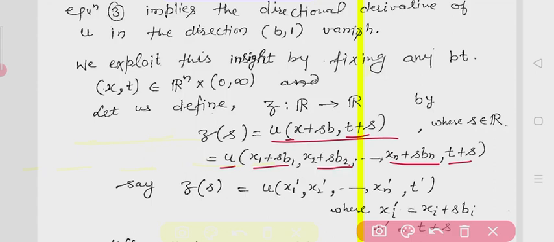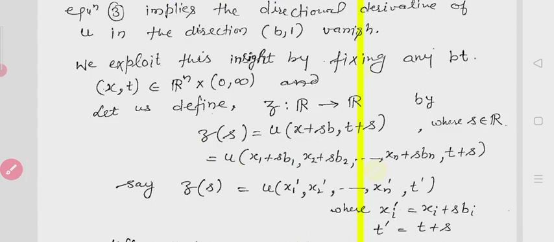If we rewrite it, zs will be u. If we rename these as x1 dash, x2 dash, and so on up to xn dash, and that will be t dash, suppose. So x1 dash is x1 plus sb1, x2 dash is x2 plus sb2, xn dash is xn plus sbn, and t dash is t plus s, right?